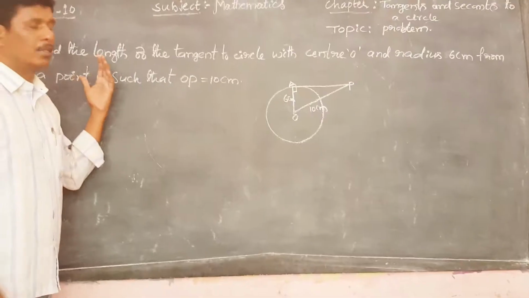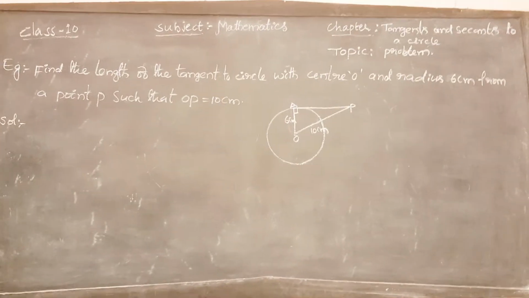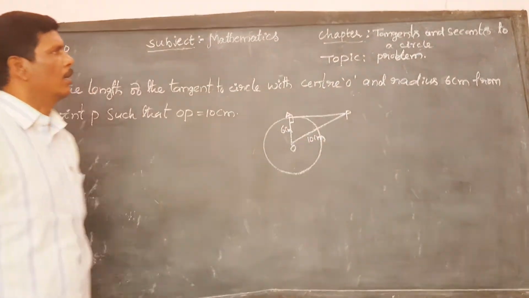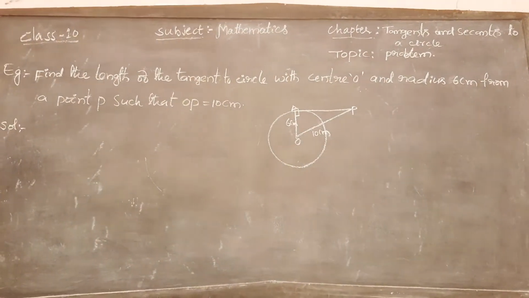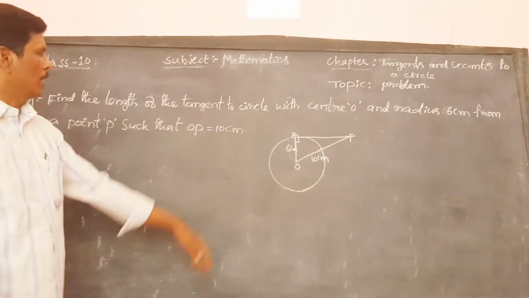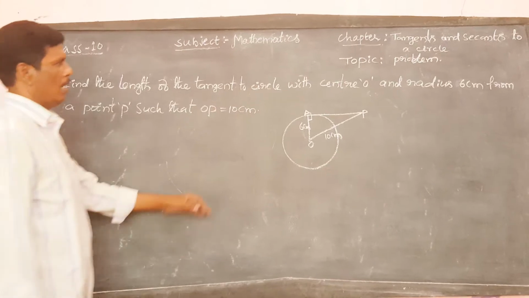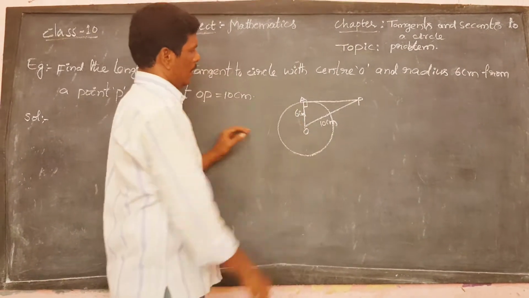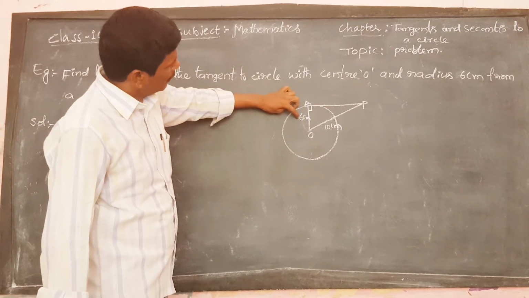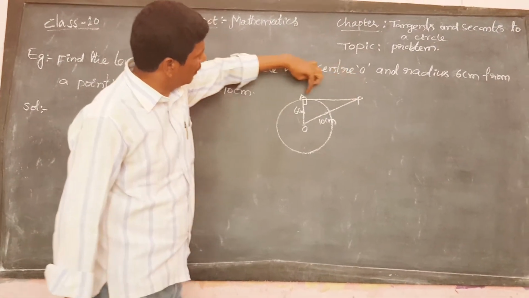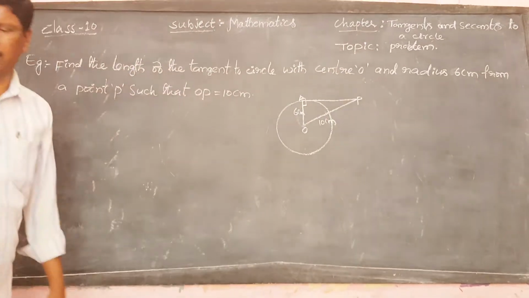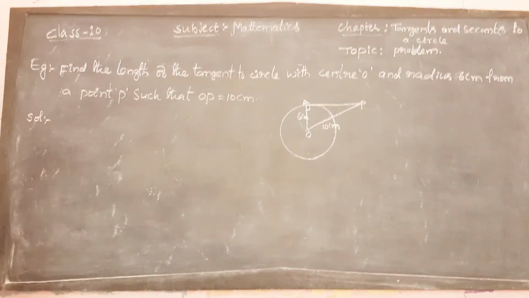Find the length of the tangent to a circle with center O and radius 6 centimeters from a point P, such that OP equals 10 centimeters. Suppose we draw a circle. AO is the radius, 6 centimeters, OP is the hypotenuse, AP is the other side. OP equals 10 centimeters. Okay, understand?